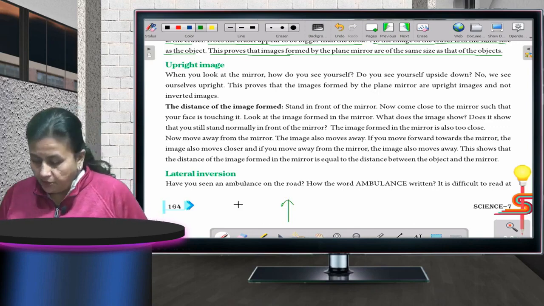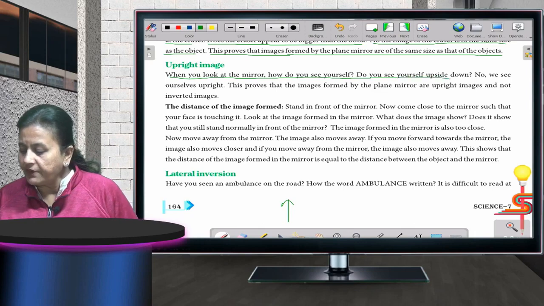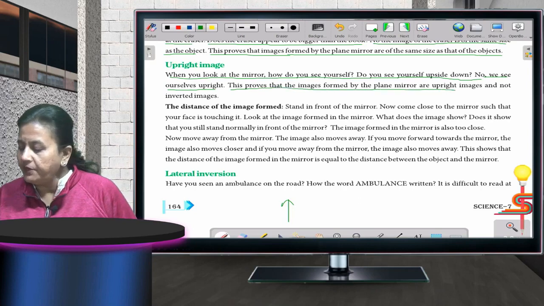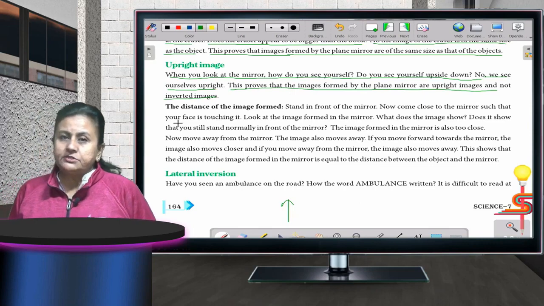Now, when you look at the mirror, how do you see yourself? Do you see yourself upside down? No. We see ourselves upright. This proves that the images formed by a plane mirror are upright images and not inverted images. Inverted means upside down.